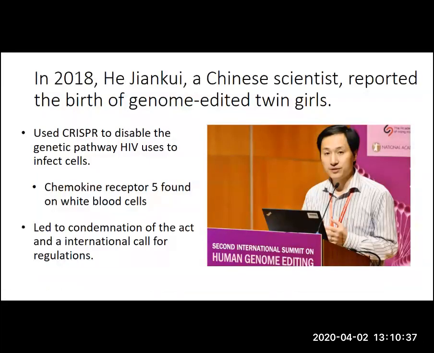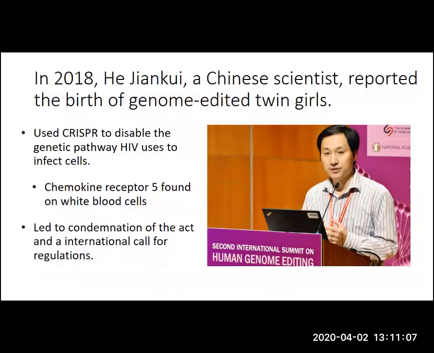Now, if we take a look at this technique, it has a lot of applications, and one of those applications is that we can go in and specifically target identified regions of our DNA molecule, so identified regions of cells that we're interested in treating. In 2018, a Chinese scientist named Jiankui reported the birth of genome-edited twin girls using the CRISPR system.